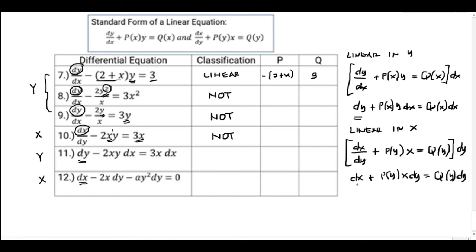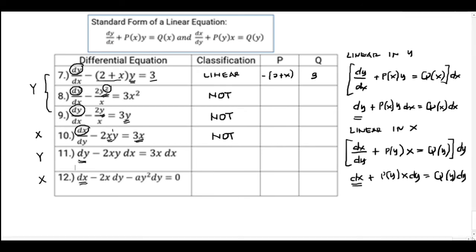Again, out of the 3 terms, you have only one dx if that is a linear equation in terms of variable x. So again, for number 11, since you have only one dy term, that is in variable y, and for number 12, that is in variable x since you have only one dx.